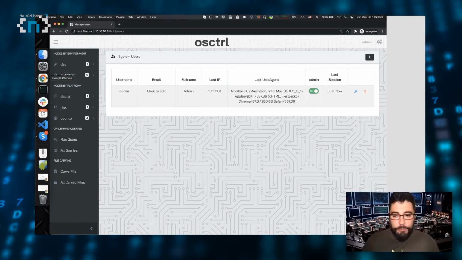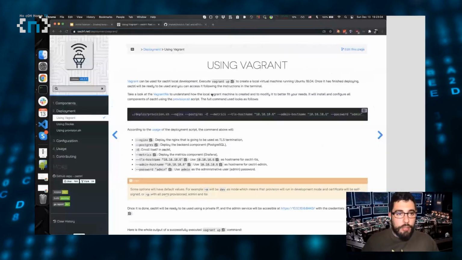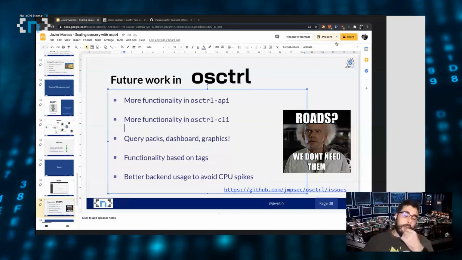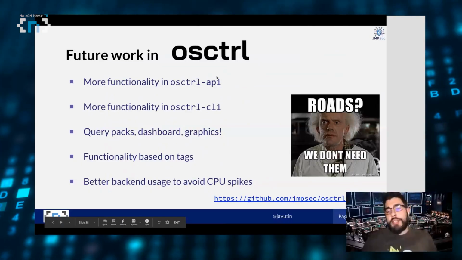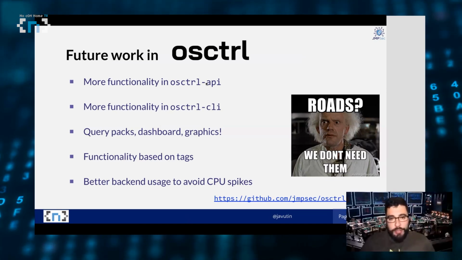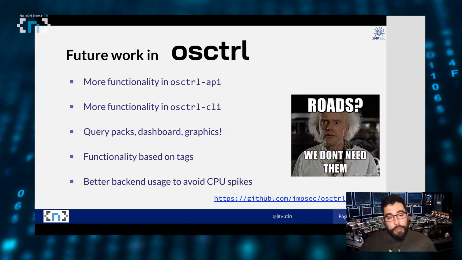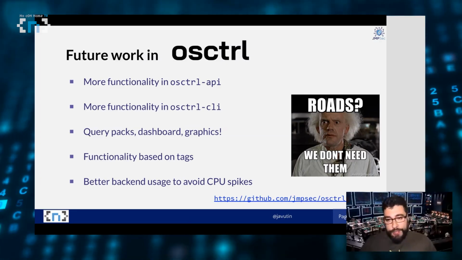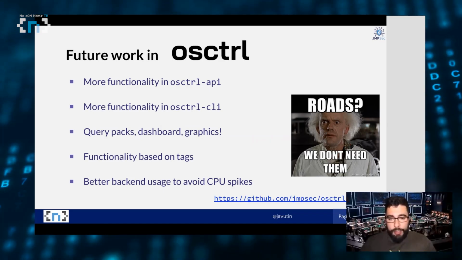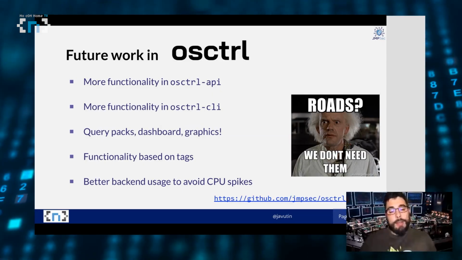Anyway, where's the presentation? Here. Okay. Future things: I want to put more functionality into the API. I didn't show much API, but that would take a full workshop. I want to implement more things in the API and more things for the osctrl CLI. I want to implement query packs, dashboards, graphics, things that are very nice to show the health of your machines. And I have tags as well, with more functionality planned for tags.